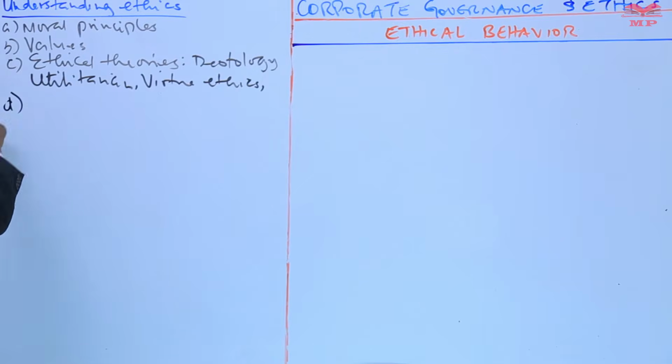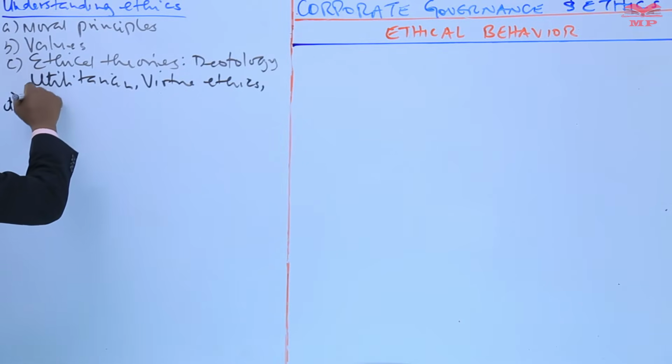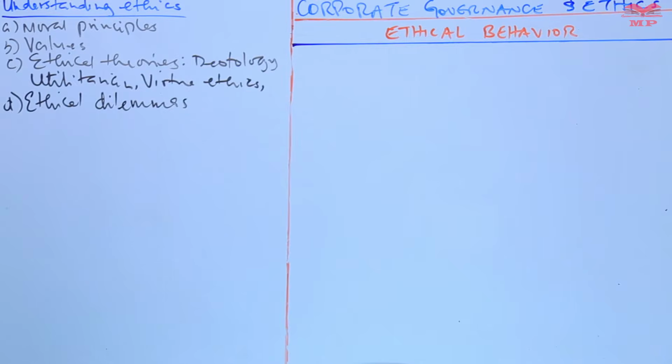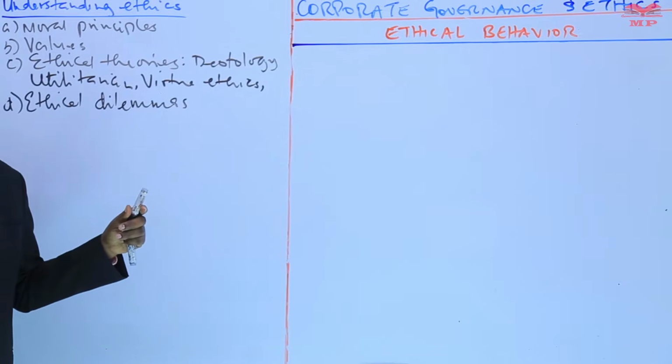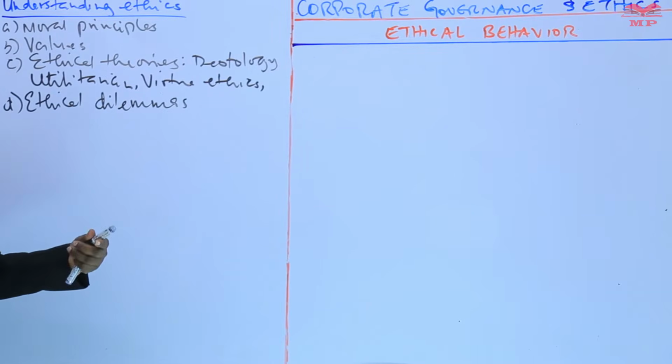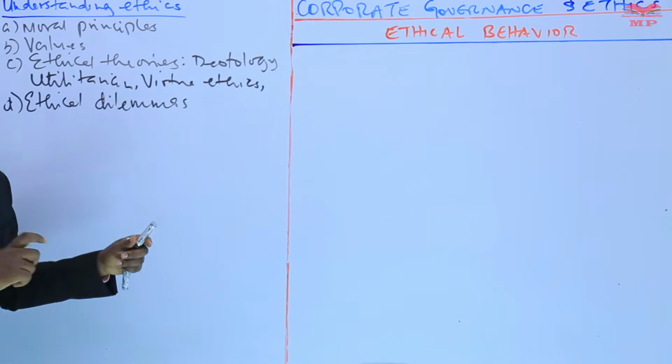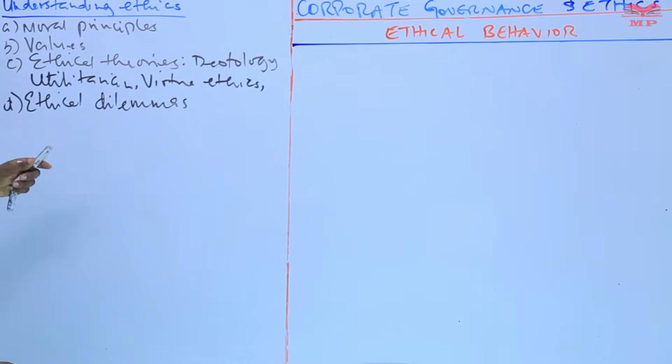Another aspect of understanding ethics is ethical dilemmas. Ethical dilemmas are when there are conflicting moral principles or values at stake. When you have different moral principles conflicting with each other, making it difficult to determine the right course of action, then we say an individual is facing an ethical dilemma. So resolving ethical dilemmas often requires careful consideration of the various options and their potential consequences. So to understand ethics, one has to have knowledge of ethical dilemmas.